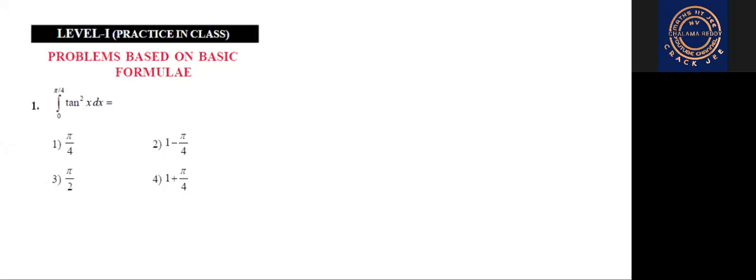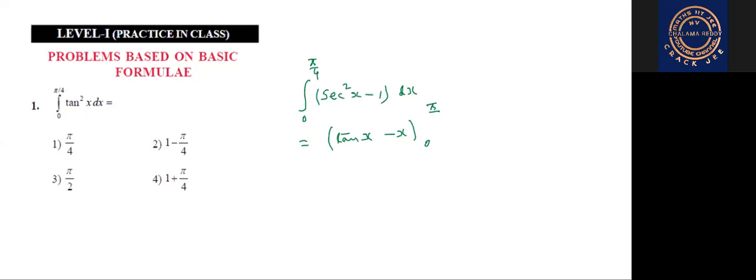First problem: integration from 0 to pi by 4 of tan square x dx. For integration of tan square x, there is no direct formula, yes or no? So convert tan square x into secant square x minus 1, dx. The limits are 0 to pi by 4. Integration of secant square x is tan x, and integration of 1 dx is x. Now the limits are 0 to pi by 4.